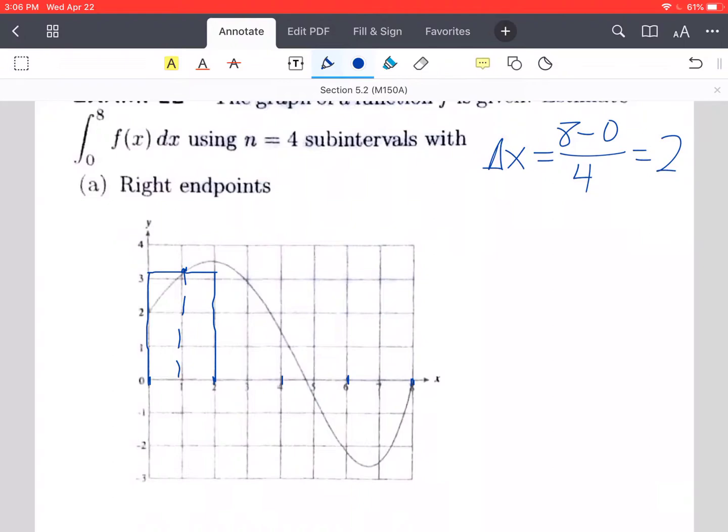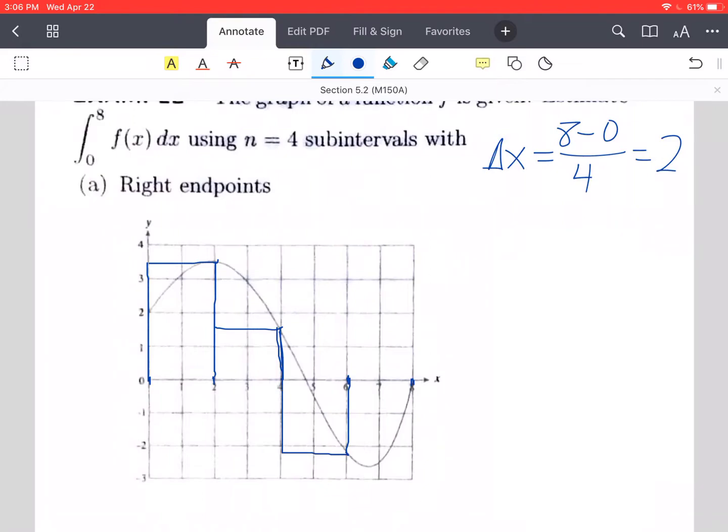Whoops. I'm sorry, we're doing right-hand endpoints now, aren't we? So ignore that. We'll get to the midpoints in just a second. Got a little bit ahead of myself. So right-hand endpoints. So that's going to be 2. So we draw that. At 4. Okay. At 6. So now at 6, it's going to go down.